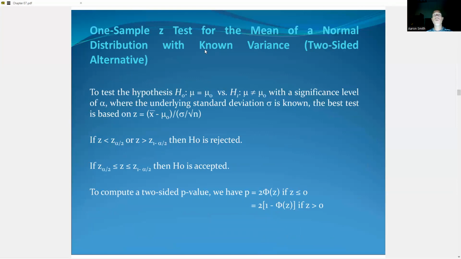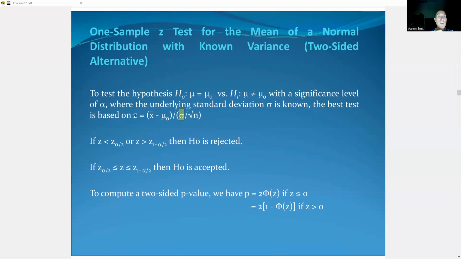One sample z-test for the mean of a normal distribution with known variance, two-sided alternative. The difference here is that instead of having an s in this fraction, I am using sigma because it's known. I'm going to call this z. And when I do my calculations on the distribution, I'm using the normal distribution instead of the t-distribution. That's the big difference. Everything else plays out the same way, just that we're using the null distribution, the normal distribution, which is represented here.